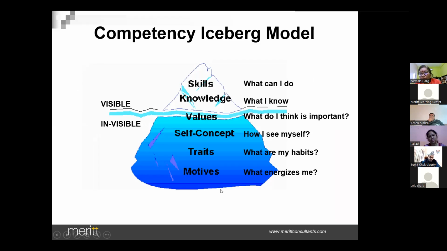When we talk about competency as an iceberg model, I just want to give you the sense of, especially the iceberg, 20 parts is above the water and 80 parts is below the water. Can you see that? Yes. But why do we say iceberg? Why do we use this metaphor for competency? Can anybody say?